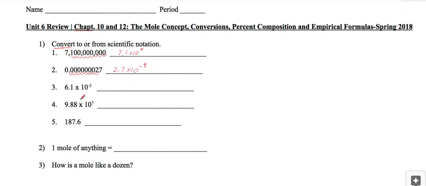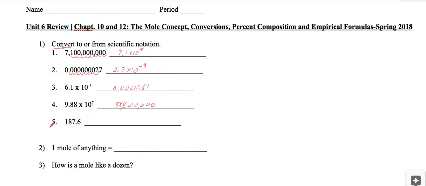If we wanted to go the opposite, so we wanted to take it out of scientific notation, if it's a negative, we're going to be moving the decimal to the left, so it's 0, 0, 0, 0, 6, 1. That's because we have a negative exponent, so we're moving the decimal from here, 1, 2, 3, 4, 5 places. The other direction, if it's a positive exponent, we have 9, 8, 8, 0, 0, 0, 0. Let's see, it was here, 1, 2, 3, 4, 5, 6, 7, and we end up with our value there.